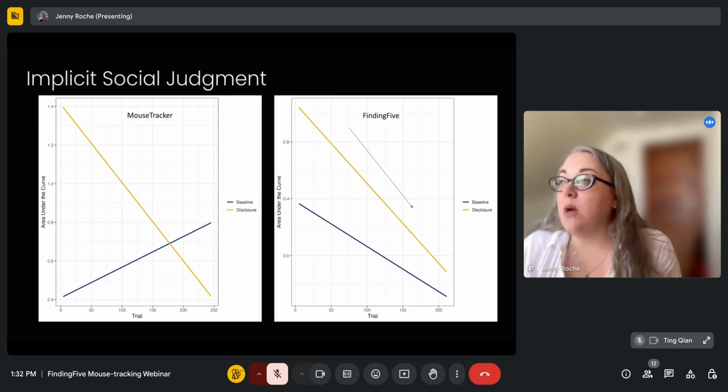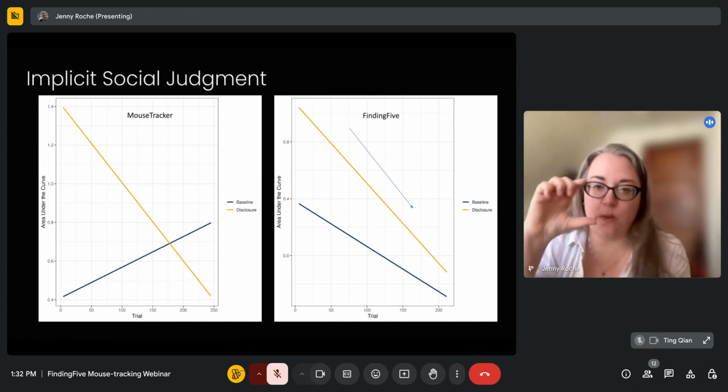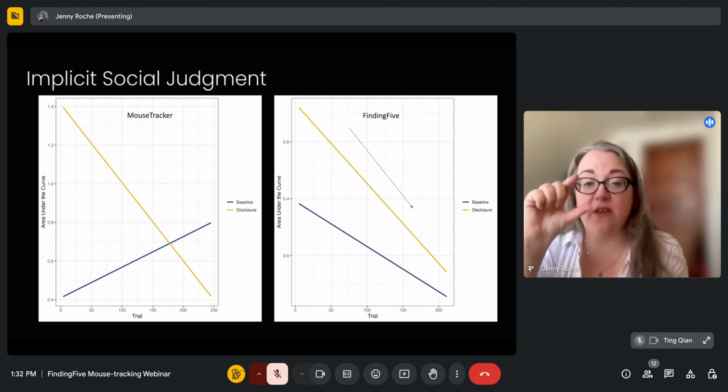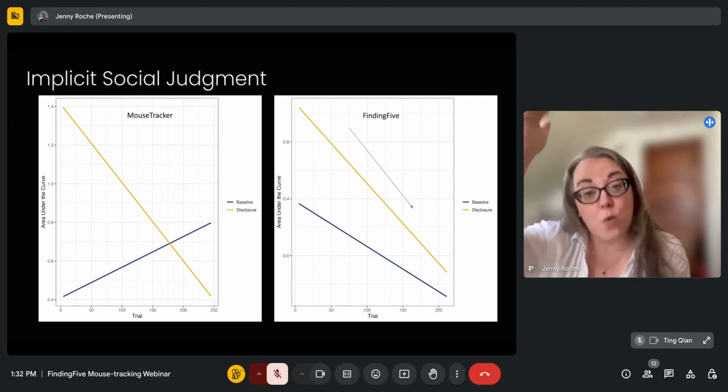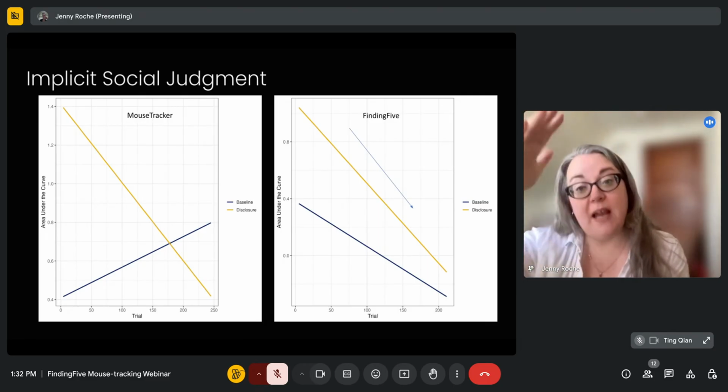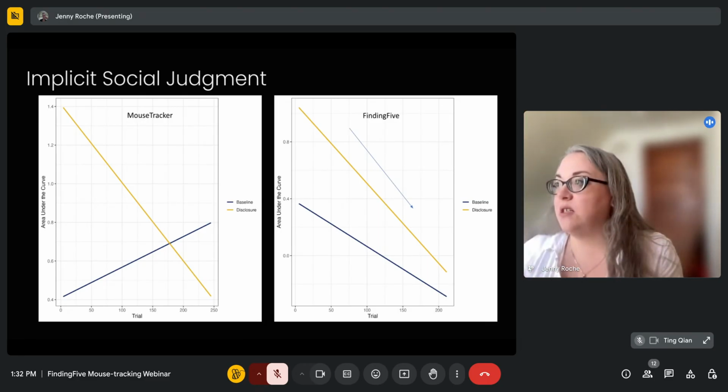area under the curve over time. Okay, if you see the line between the disclosure and the baseline condition in the very beginning, we see that they have more cognitive competition again at the beginning, but then over time, they gradually decrease.